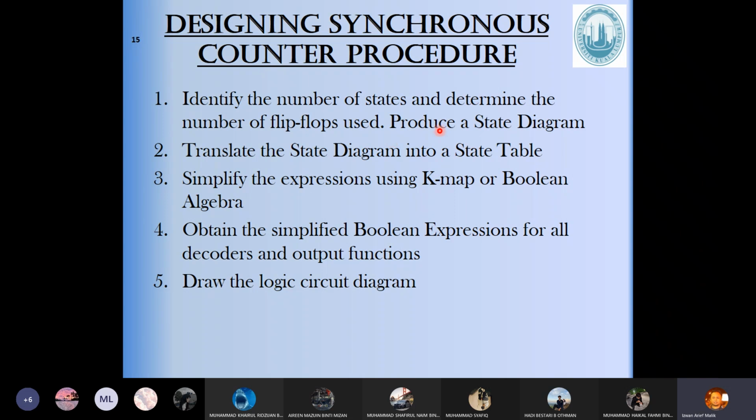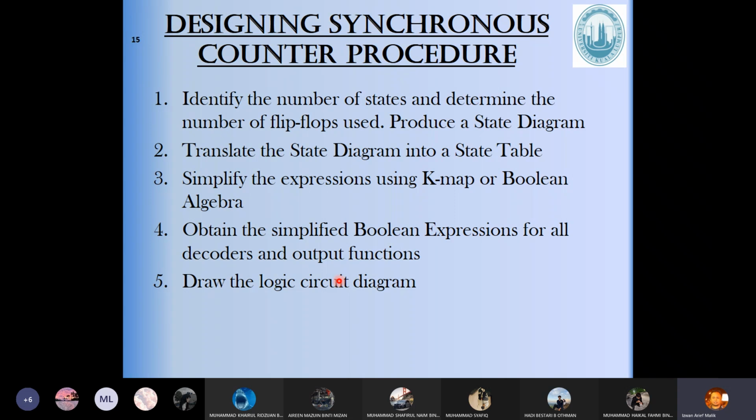Then we produce the state diagram, and then we translate the state diagram into state table. And then from state table, simplify the expression using K-map or Boolean algebra. So basically, I will request the student to use K-maps. Once you obtain the simplified Boolean expression, and then you can draw the logic diagram. Alright, so those are the steps.